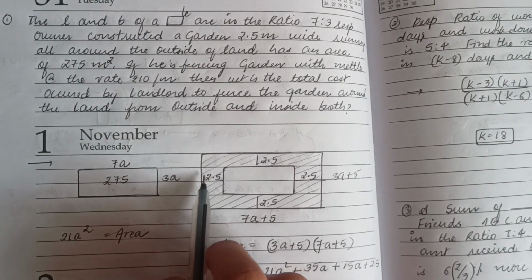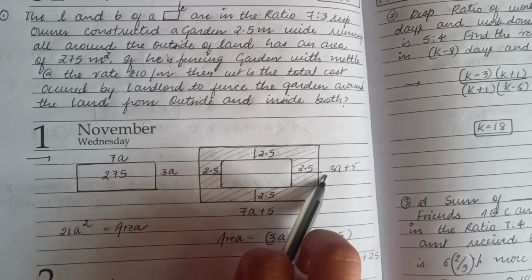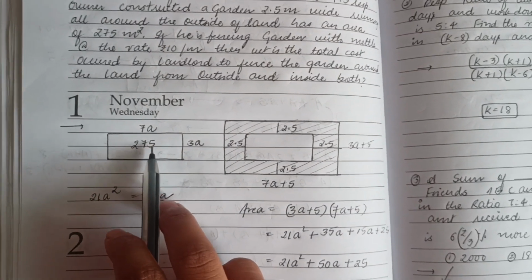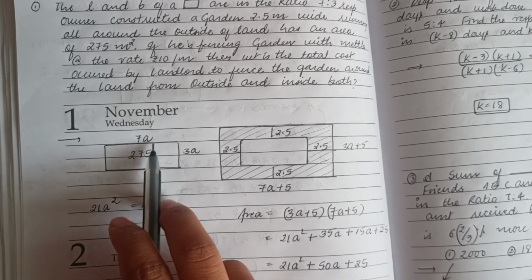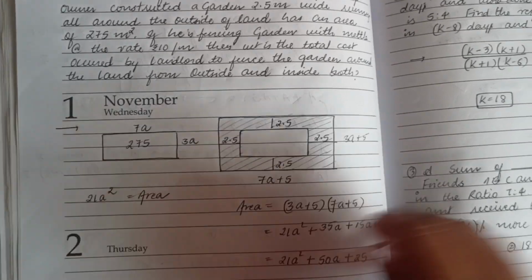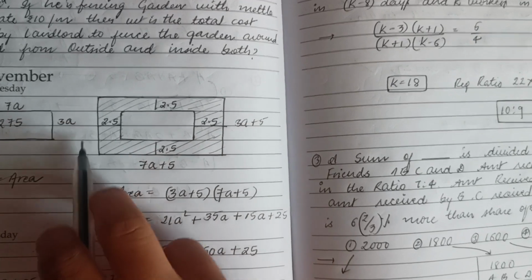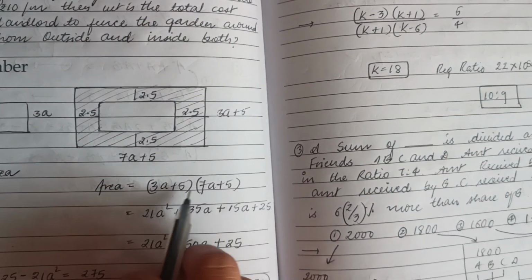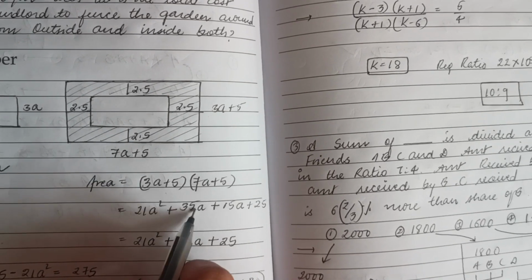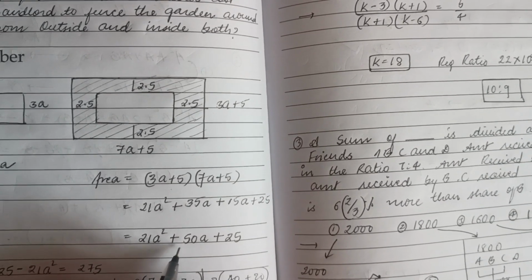So after expanding this length and breadth, it will become 7a plus 5, this is the length, and 3a plus 5, this is the breadth, okay. And since they had given the area of the rectangle field, 7 3s are 21a square, that will be equal to the area of the rectangle, which is 275. And also the area of this rectangle along with the garden will be 3a plus 5 into 7a plus 5. So after simplifying this, 21a square plus 35a plus 15a plus 25. So that will be equal to 21a square plus 50a plus 25.